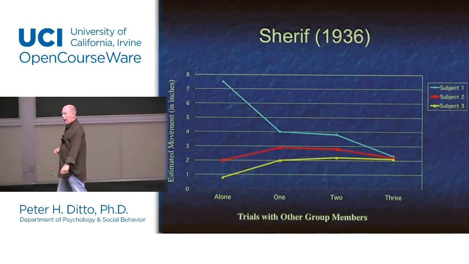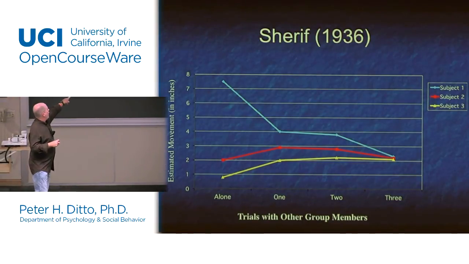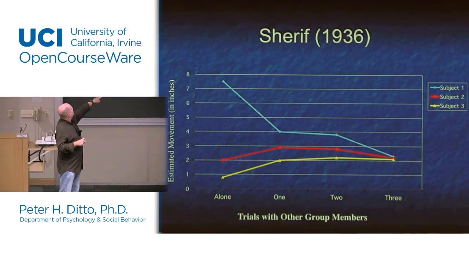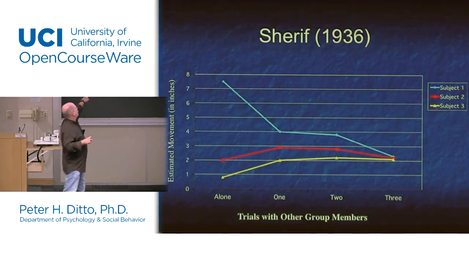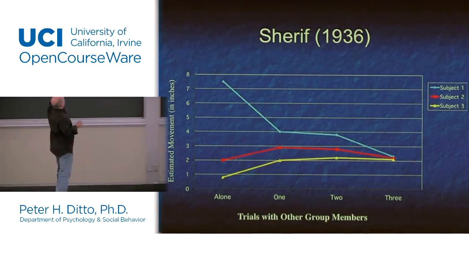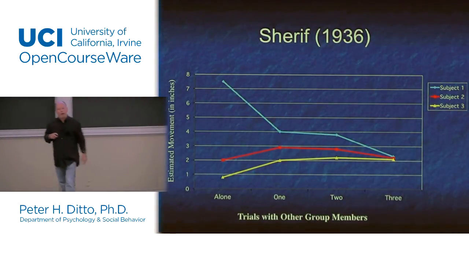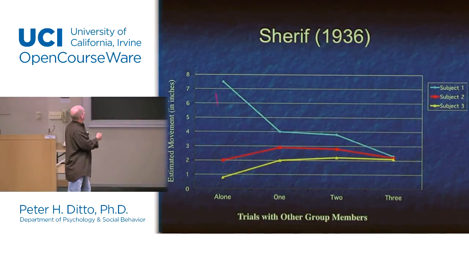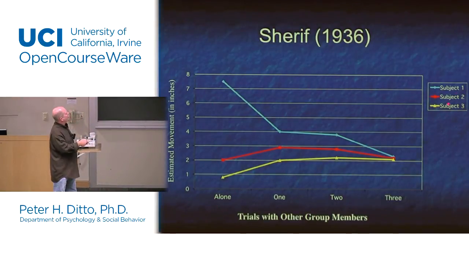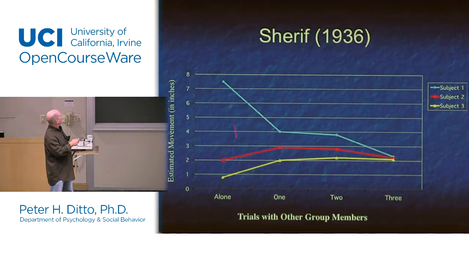So he had some people do it alone, and then he would bring in one other person. Well, actually, in this situation, there are three people all together, right? And this is the initial trial, when they're alone. And then this is after, when they're together, right? After they do it one, two, three different times. So in the first thing, again, what you get when they're alone is you get this. These are just hypothetical subjects, one, two, and three. You get a big variation. So one's up here at 8. These guys are down here at 1 or 2.